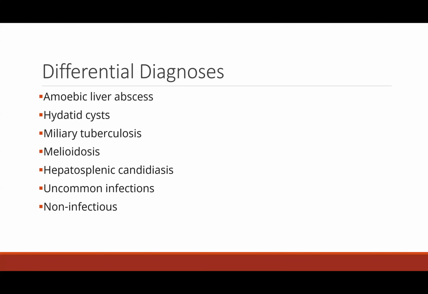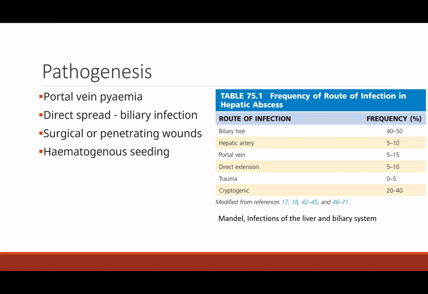And I remember Ribka drumming this into my head during our ID rounds with Sharon when we were doing our registrar training in ID at Helen. So this is always something I would remember, is just to hunt for any underlying source. So this table again is taken from Mendel's, and then you can see quite a high frequency of biliary abnormalities underlying the pathogenesis in most cases of pyogenic abscesses.